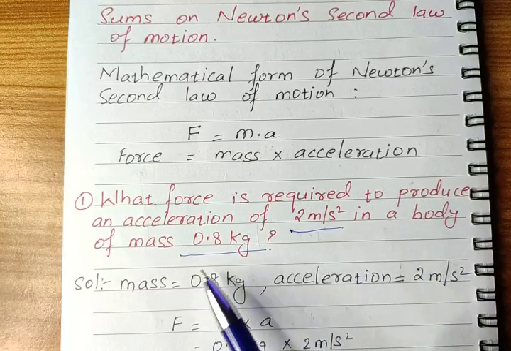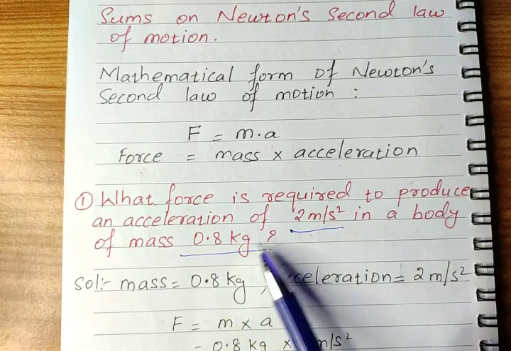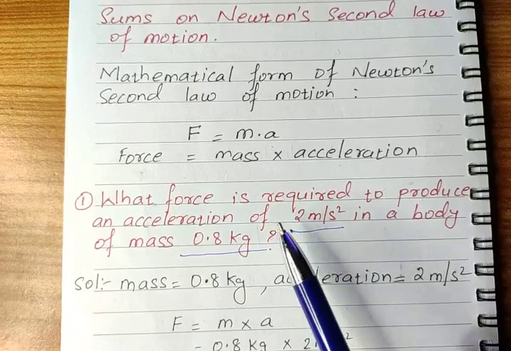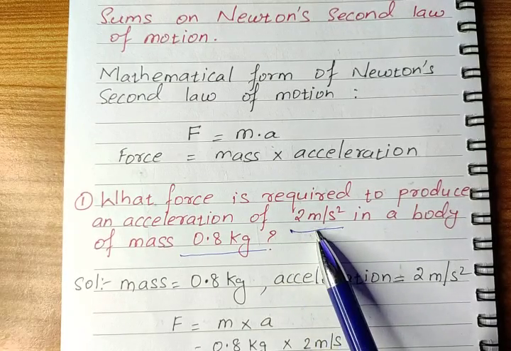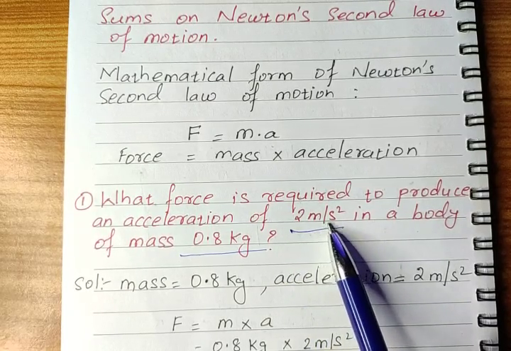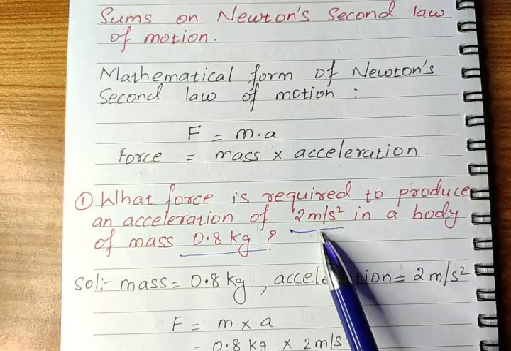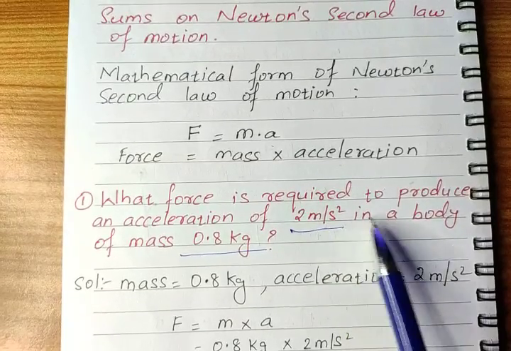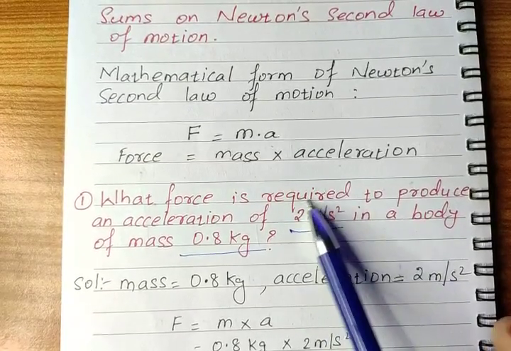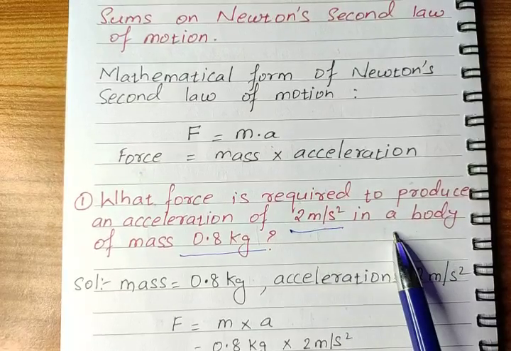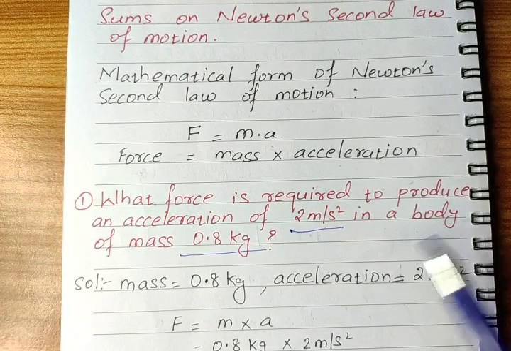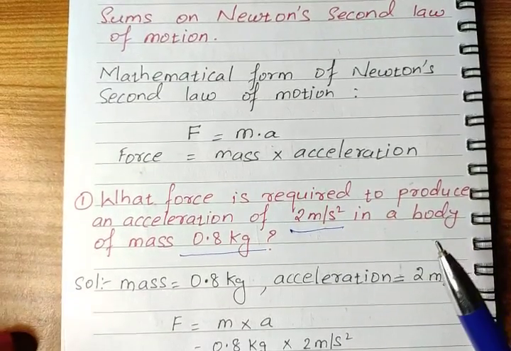There is a body of mass 0.8 kg. You applied force. As you applied the force, the body accelerates. How much does it accelerate? 2 meter per second square. So how much force is required to produce the acceleration 2 meter per second square in a body? This is the question. A very simple question. We are starting from a simple question.